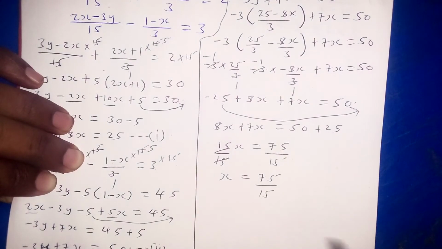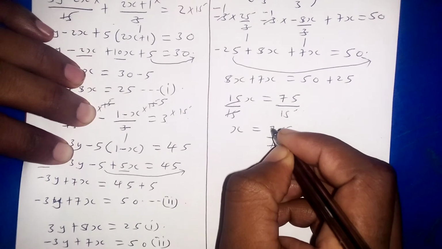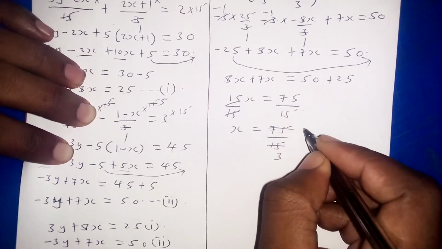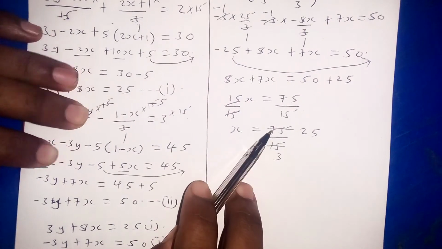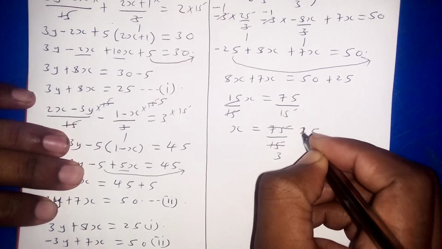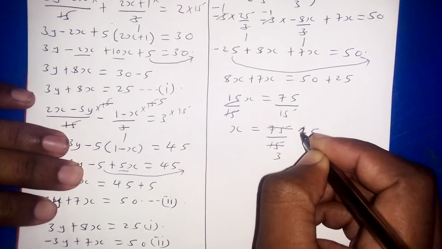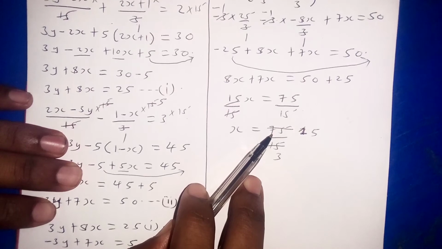So I can simplify this. I can have 5 goes into 15 3 times. 5 goes into 75 15 times. Because 5 into 7, that is, no, sorry, I think it should be 15. So 5 goes into 7 one time, remainder 2.